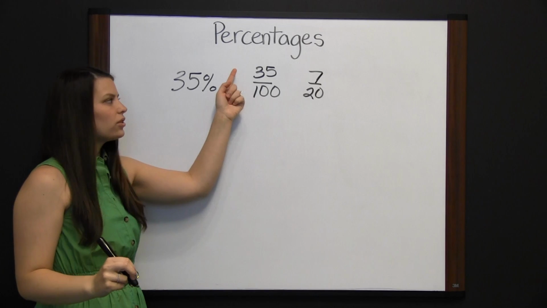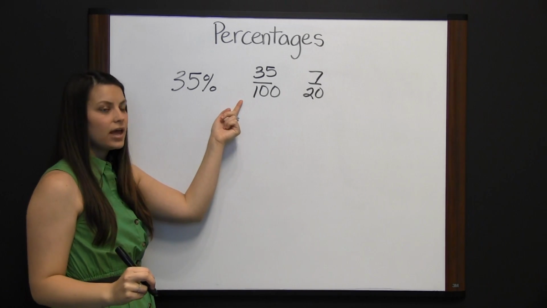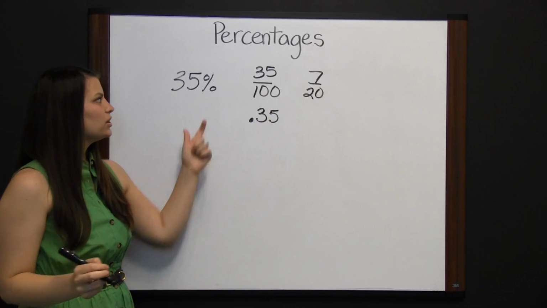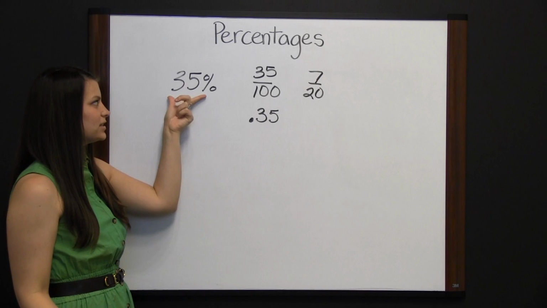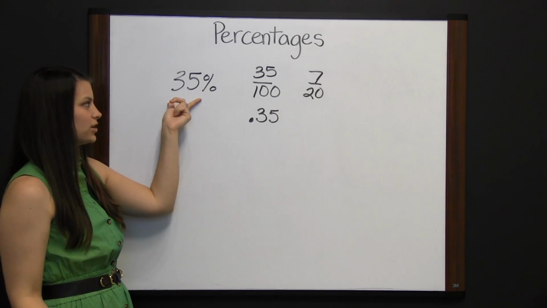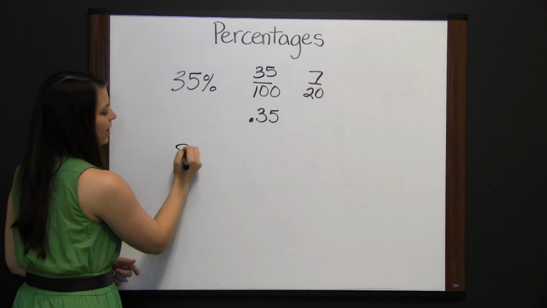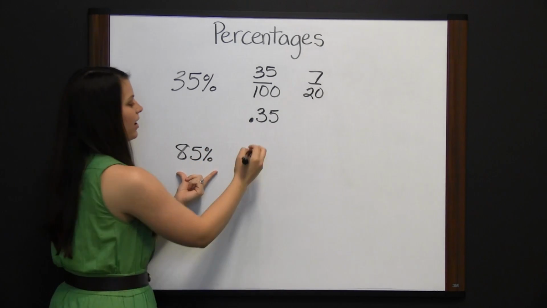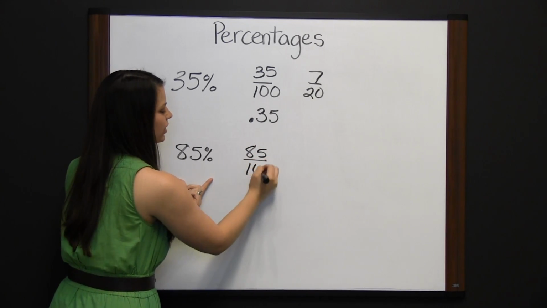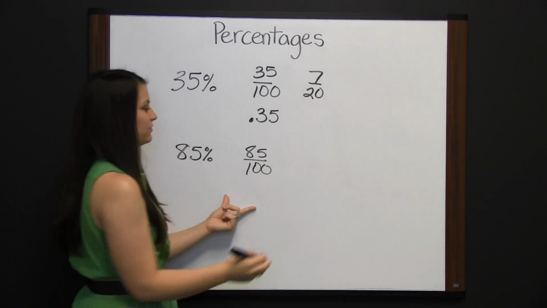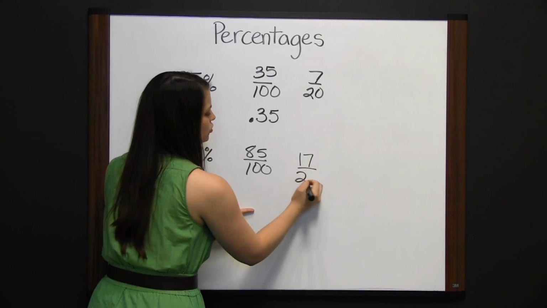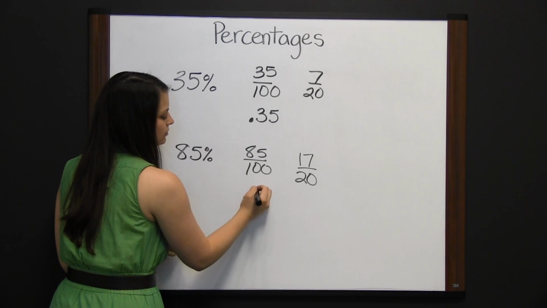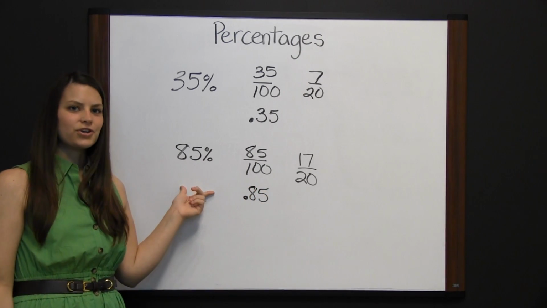You could also write 35 out of 100 as a decimal, 35 hundredths. So percentages, again, are just that number out of 100. Let's take 85%. 85% means 85 out of 100, which can also be simplified to 17/20ths. And 85 hundredths can be written as a decimal, 0.85.